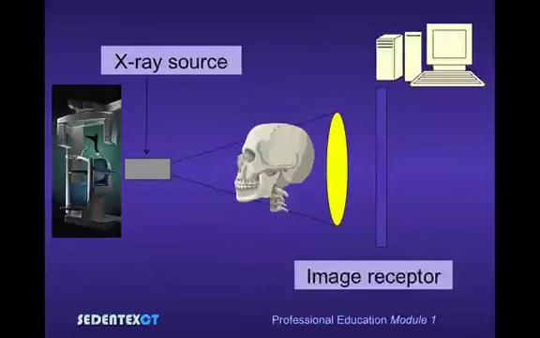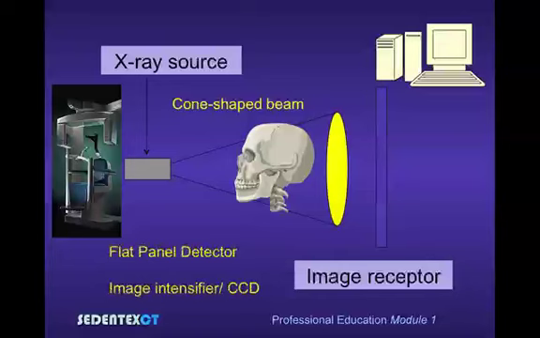Here is a diagrammatic representation of a setup in a cone beam CT scanner. We have an X-ray source, we have a patient, and we have the image receptor. Looks very familiar to us from conventional radiography. The beam is cone-shaped. The detector is, as we've said, either a flat panel detector or an image intensifier CCD combination.